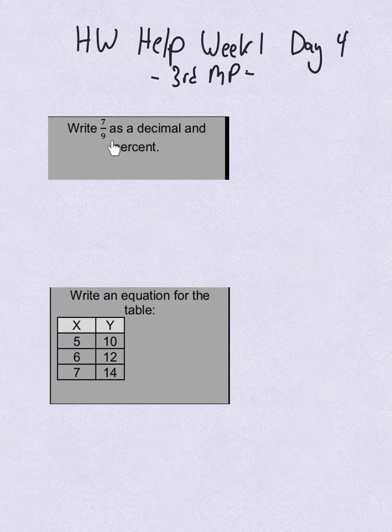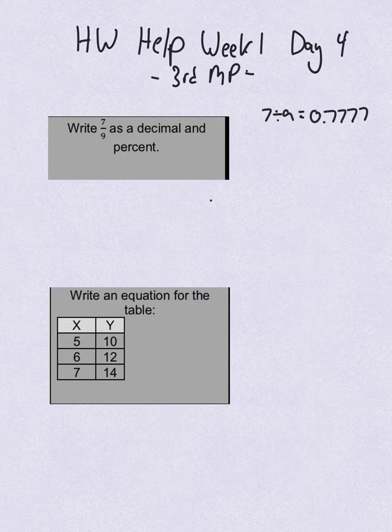First one says write 7/9 as a decimal and as a percent. So I'm helping you with this one because this fraction is a little trickier to change into percents and decimals. So I'm going to start by changing it to a decimal. Remember, you just divide numerator by denominator, so 7 divided by 9. And if you do that, you get 0.7777, in other words, 0.7 repeating.